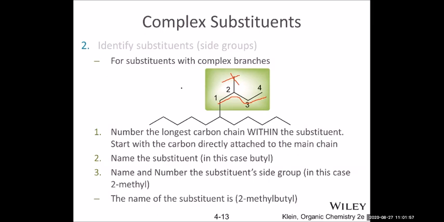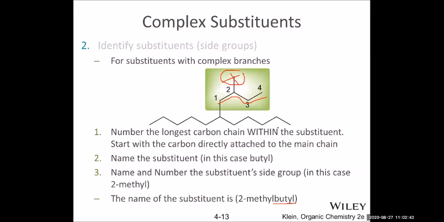So once we decide to label 1, 2, 3, 4, then 1 through 4 is the parent chain. Number 2 has one carbon as a side chain. This is a methyl group. So we name the substituent based on this number system. Number 2 has a methyl group, so we call it 2-methyl. And the longest chain in this complex substituent is 4 atoms. So the last part of the name will be butyl, because that is the longest chain in the substituent.